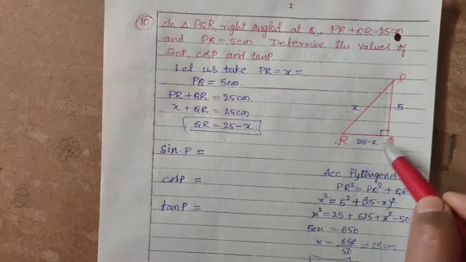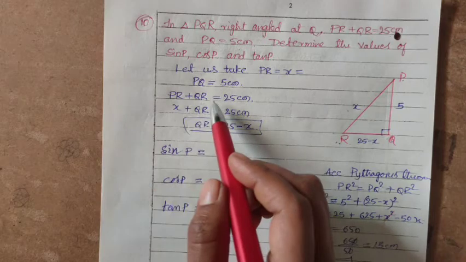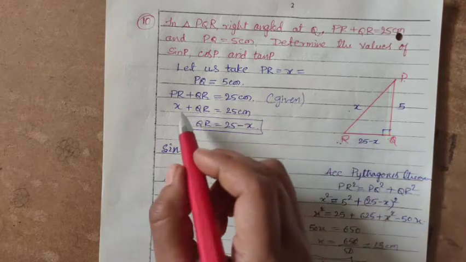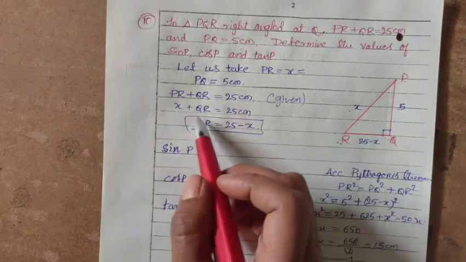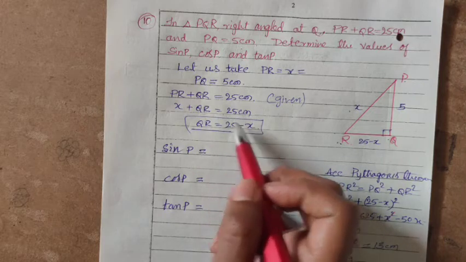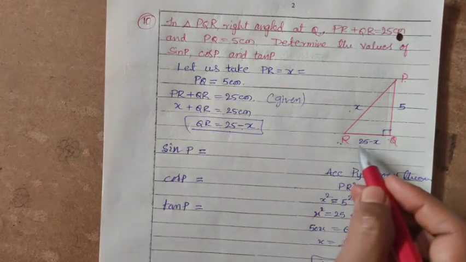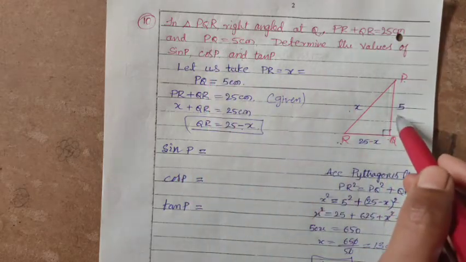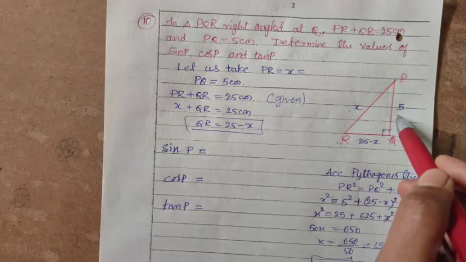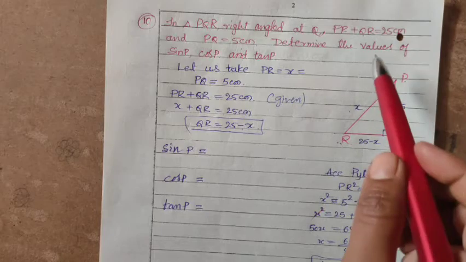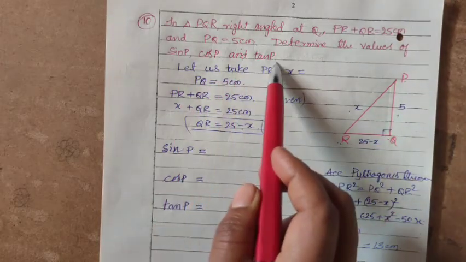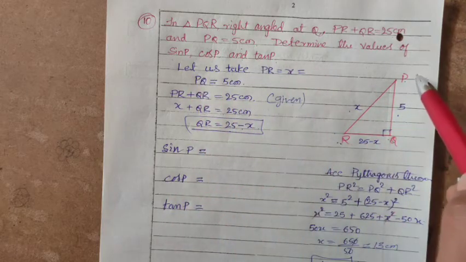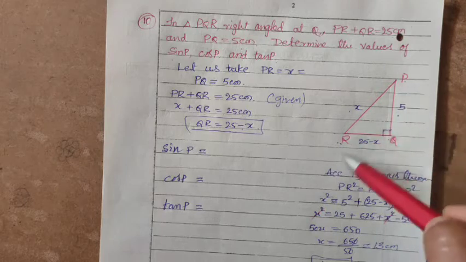What is QR? PR plus QR is 25, that is given in the question. I take PR as x, so QR is equal to 25 minus x. And one more thing, PQ is given, PQ is 5. What is to be found out? We can find the values of sin P, cos P and tan P. By finding these trigonometric ratios, first of all we find the side PR.